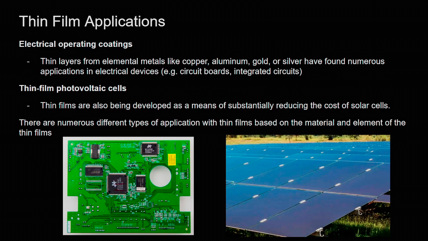Thin films also have a broad range of applications. They can be used as electrical operating coatings. These are thin layers of elements like copper, aluminum, or gold, or silver, having numerous purposes in electrical devices, for example circuit boards. Another application is photovoltaic cells, where thin films have applications in things such as solar cells. There is a vast amount of different types of applications within thin films based on the material and element, and I want to cover later on an experimental process of an element that has applications to electrical and voltaic technologies.